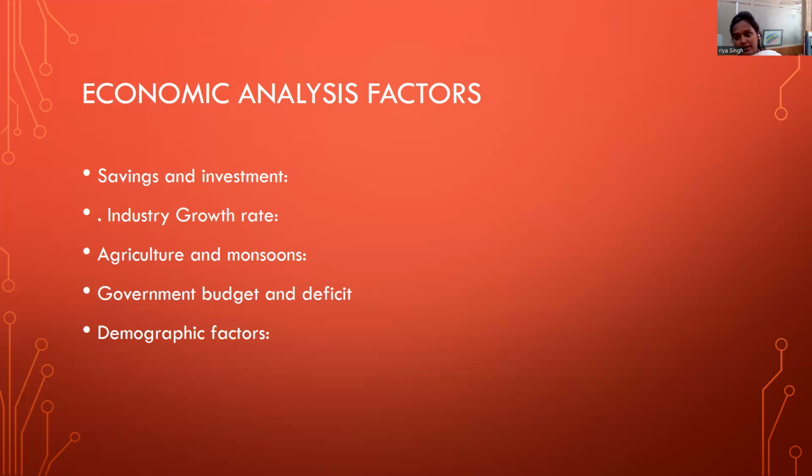Then demographic factors are also a very important factor. As the population increases, the gross domestic product and the gross national income will be very much affected. I think you all have heard the government say that if you are having kids, only two must be there, or one, but not more than that, because we have to control our population.